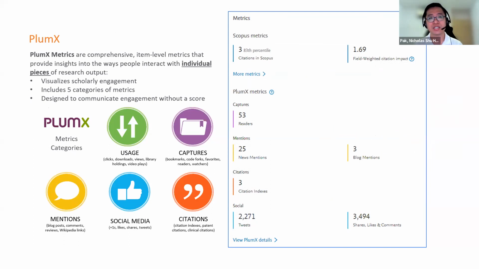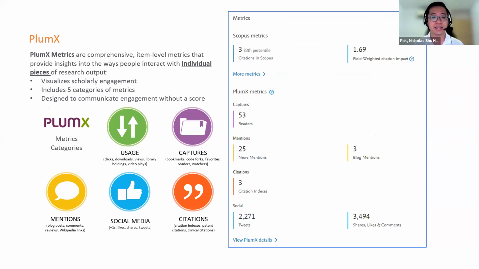PlumX essentially is a comprehensive item-level metrics which showcases insights in the way that people will be able to interact with individual pieces of research output. When you visualize scholarly engagements, you'll be able to showcase 5 categories of metrics, and this is used to communicate engagement without a score. The 5 categories would be usage, captures, mentions, social media, as well as citations.